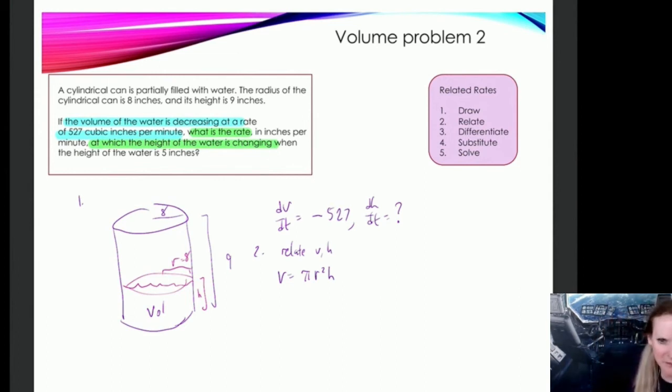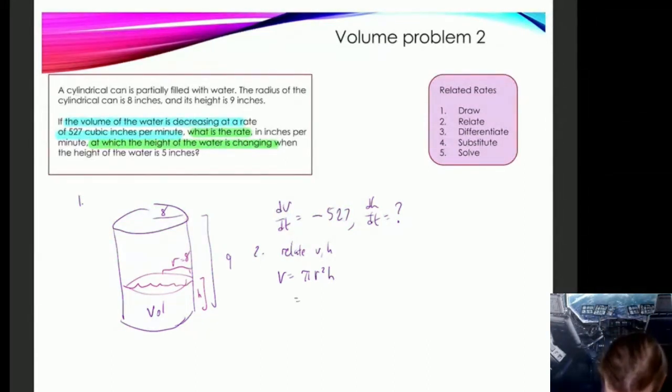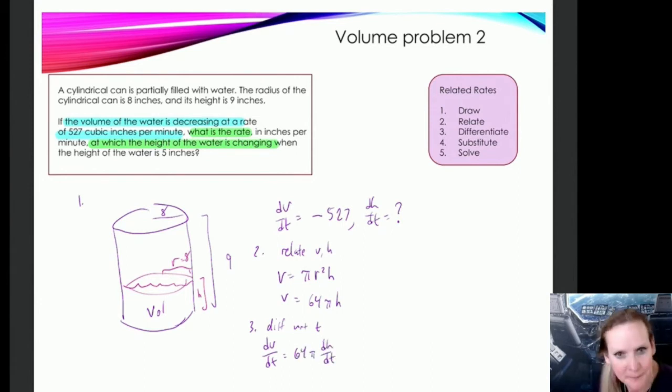Initially it looks like maybe I'll have to do some sort of similar triangle game, except that we don't have triangles here. We just have an upright cylinder. And so we realize that this is actually equal to 64 pi H, because the radius is always 8, and 8 squared is 64. Once I have that constituting equation, now I will differentiate with respect to time. And I'll know that dV/dt is equal to 64 pi times dH/dt.